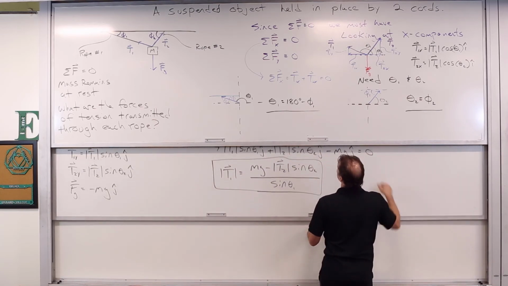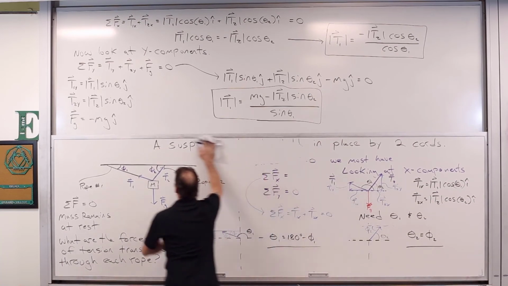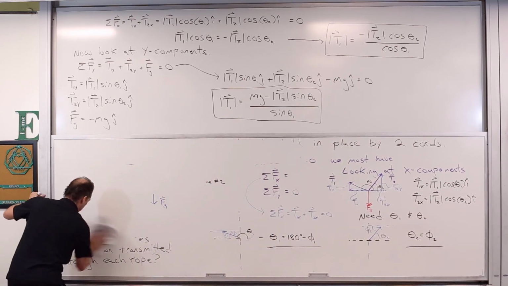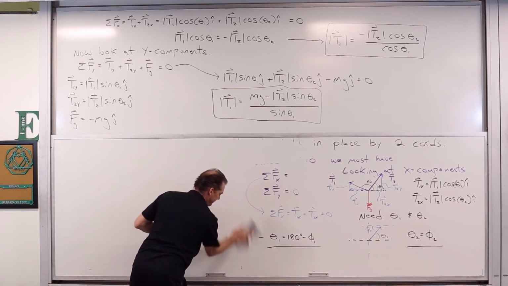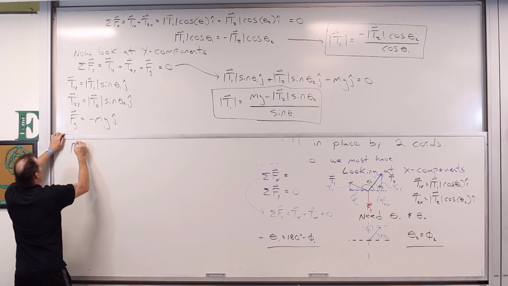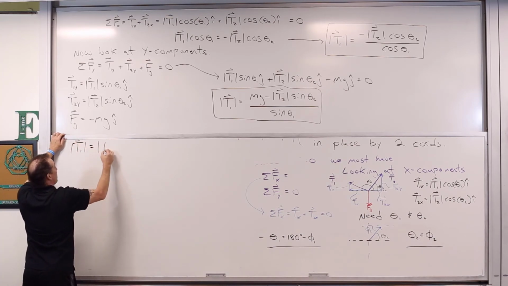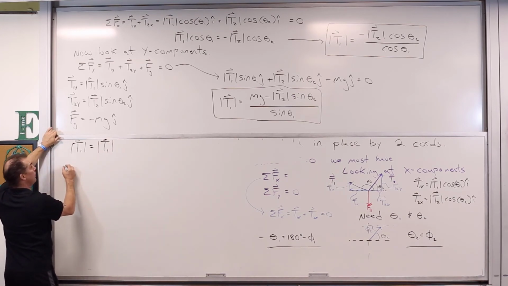So let me put this up here. Come on down. And ultimately, get to this last step here, where we've got a magnitude of T1 is equal to the magnitude of T1. Ooh, that seems pretty redundant. What does that say though?